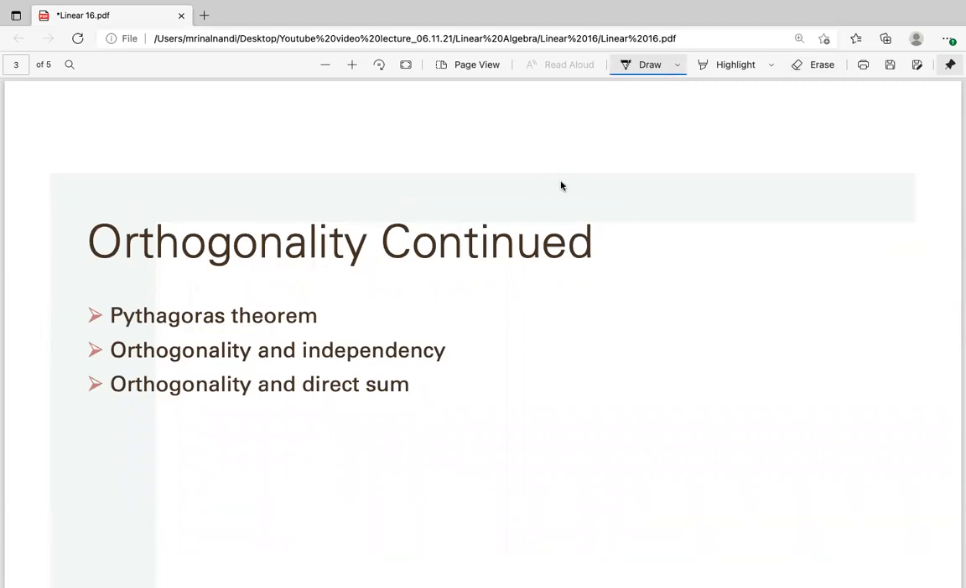Now there is a very important theorem. It's called the Pythagoras theorem. If x and y are perpendicular, then the very interesting thing is that the norm of x plus y whole squared is just the norm of x squared plus the norm of y squared. This is very, very interesting. So it is just the Pythagoras theorem in a general inner product space.